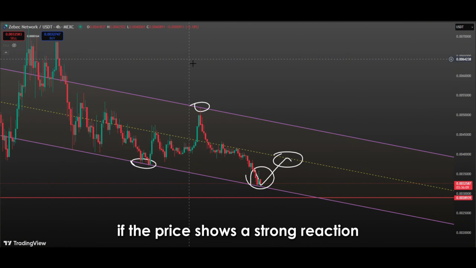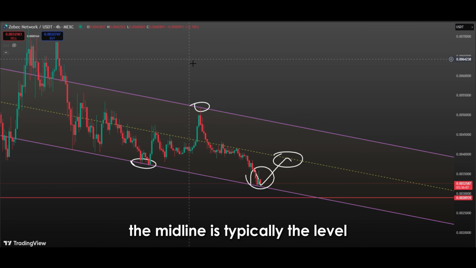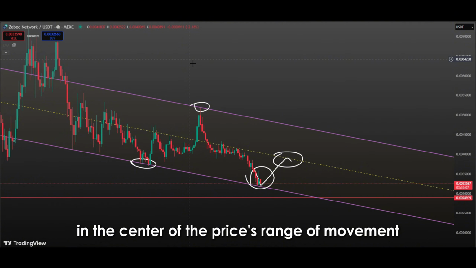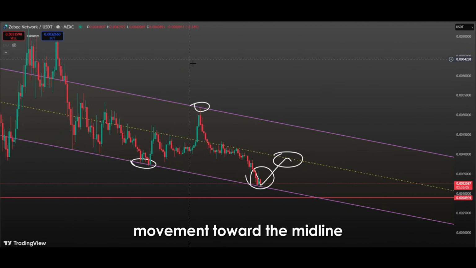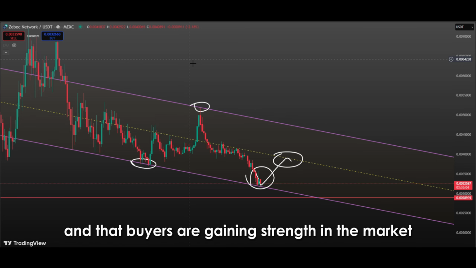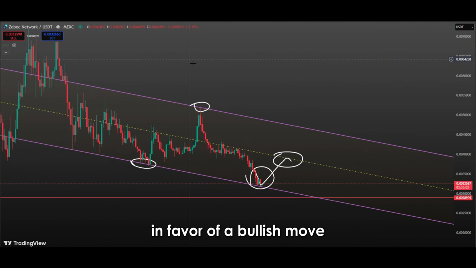If the price shows a strong reaction from this lower band, it is expected to move toward the midline of the channel. The midline is typically the level in the center of the price's range of movement and serves as both support and resistance. Movement toward the midline indicates decreasing selling pressure and that buyers are gaining strength in the market. This is interpreted as a positive development in favor of a bullish move.